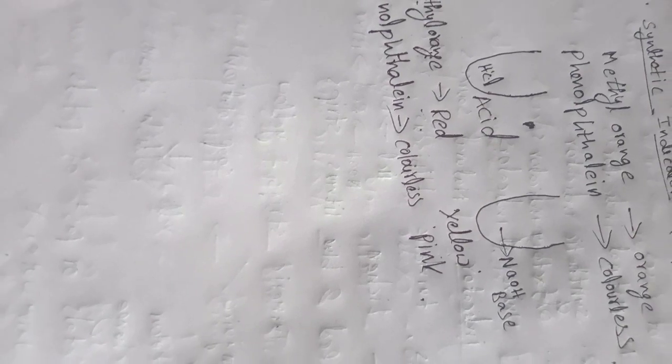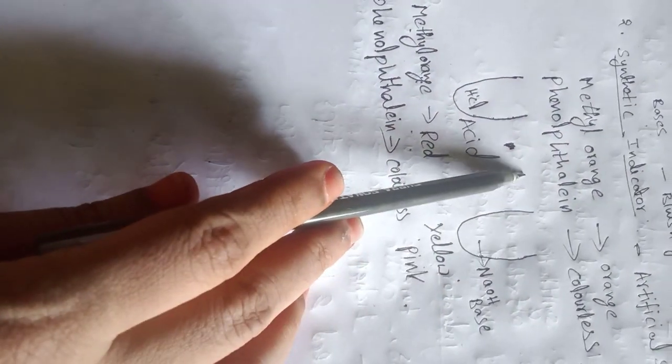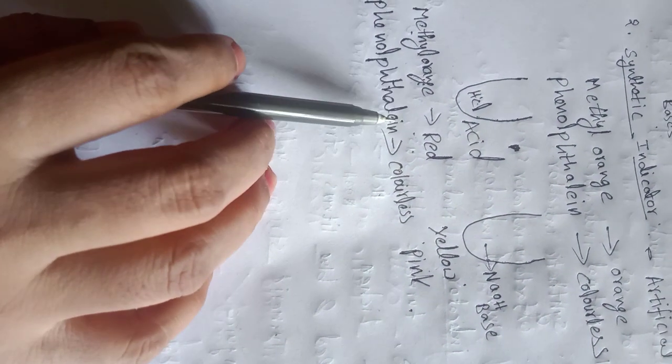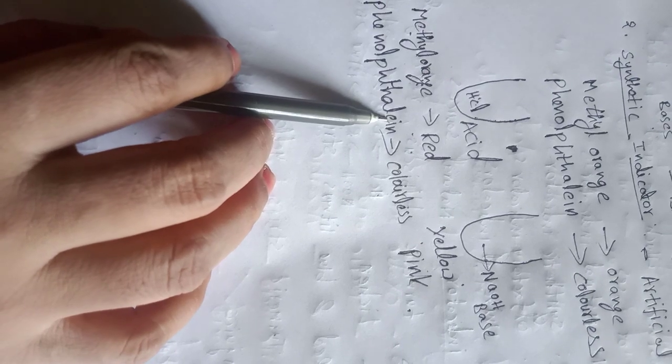Now come to neutral substances. They will not show any color change with these indicators. With acids, methyl orange gives red, and with phenolphthalein it is colorless. If we take any neutral solution like salt solution or sugar solution, they will not show any color change. If there is no color change with these indicators, the given substance is neutral.